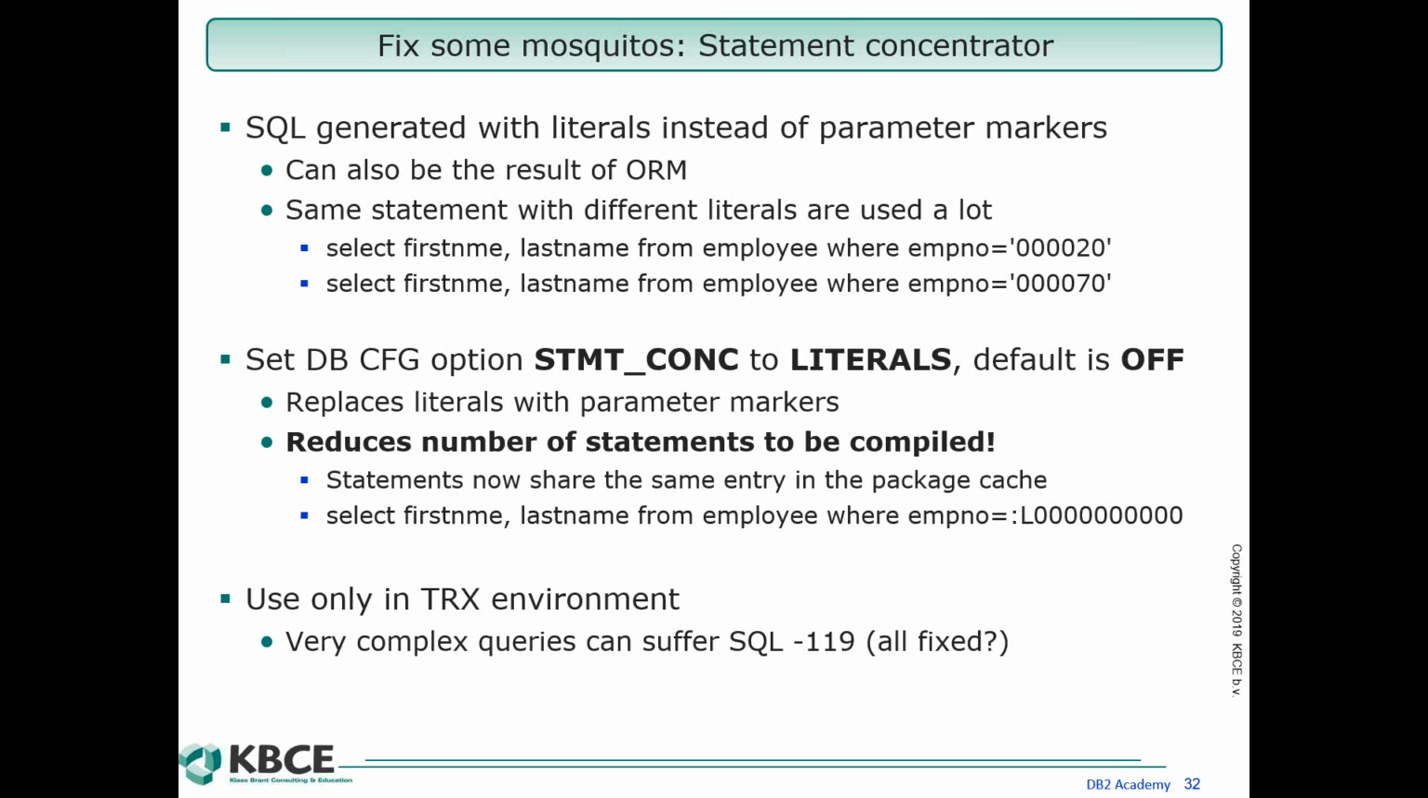And then Db2 says, that's weird. I don't have that statement. And it compiles it again. And I can tell you, if you have STMM on and you allow the package cache to be tuned by STMM, I've seen package caches which just been blown out of proportion into the gigabytes, just because of these statements coming in all the time.